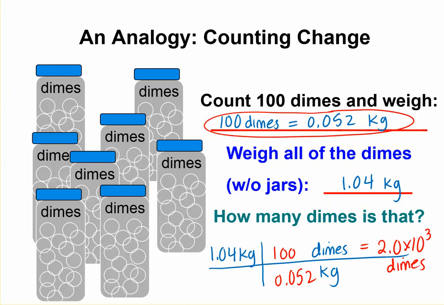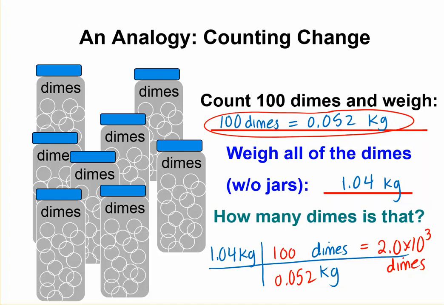Okay, so this is a good analogy because it shows you how we can use a balance to get a mass and then use a conversion factor to figure out how many we have. Okay, a couple of things. So this is our conversion factor. We're going to want this for atoms as well, which we will get. But anyway, a couple of things that are important.